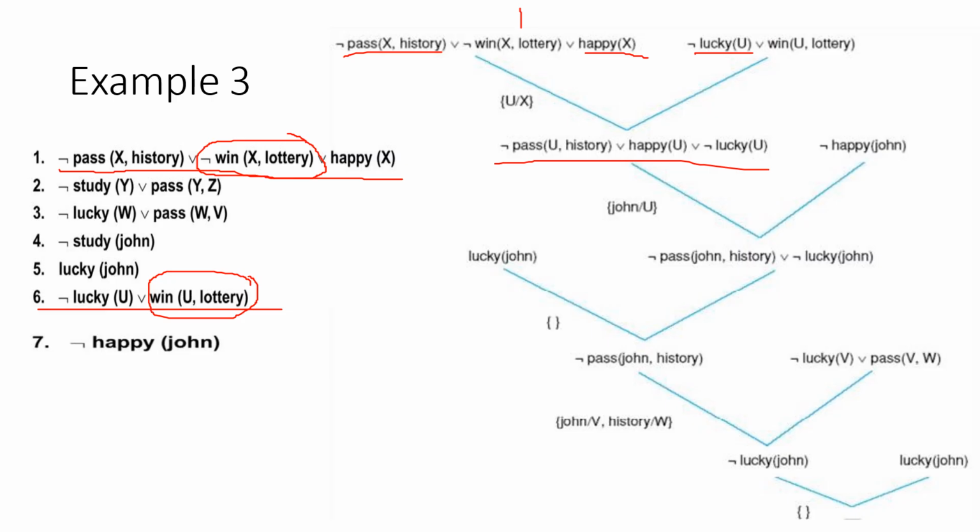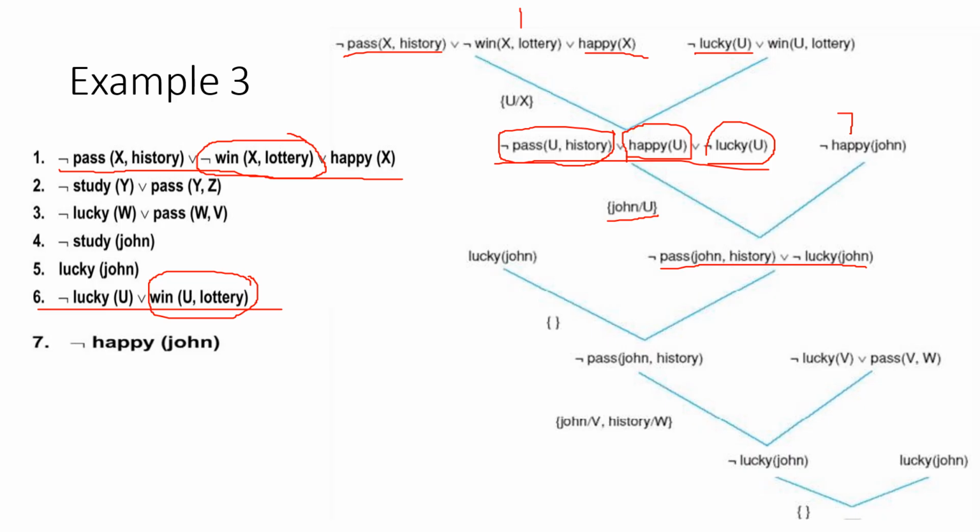Then we check if there is any complementary clause in this. Here we have happy u, and in the seventh clause we have not happy John, so these two are complementary. Applying unification, we substitute u as John. So the remaining part is not pass John comma history or not lucky John. So we have these two predicates.